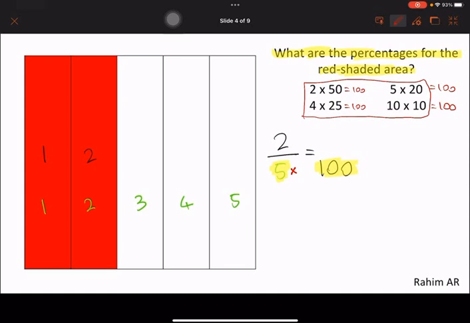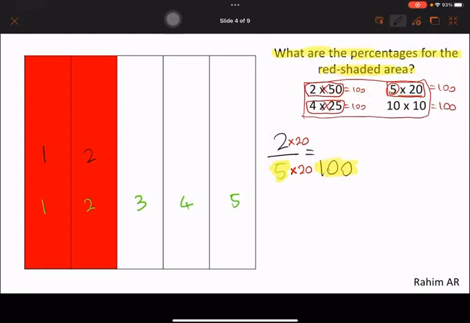So we look here. Do we have number 5 here? No. Here, do we have number 5? Also no. Next here, yes, we have number 5 over here. So 5 times 20. Whenever you multiply the denominator, you will also have to multiply the numerator, the number at the top, with the same number, so that we do not change the value of the fraction.